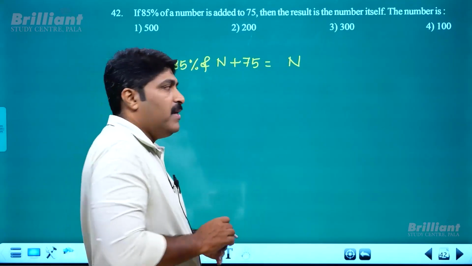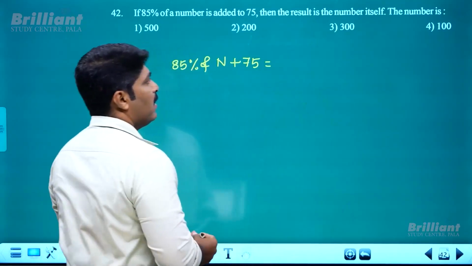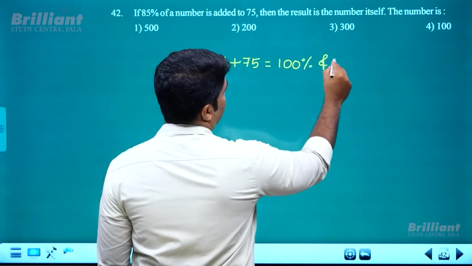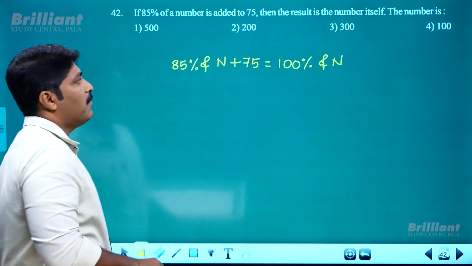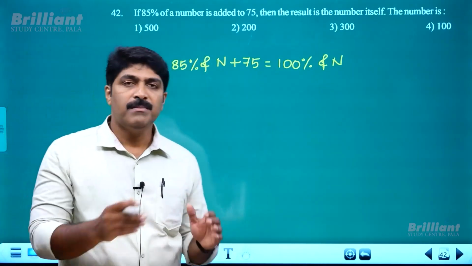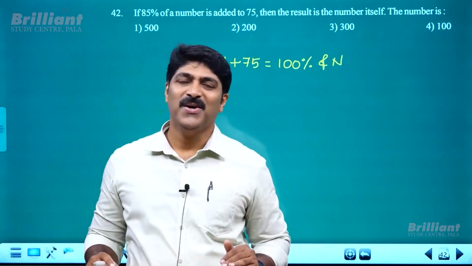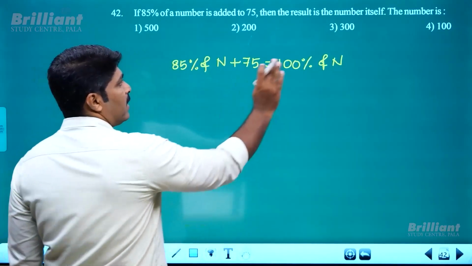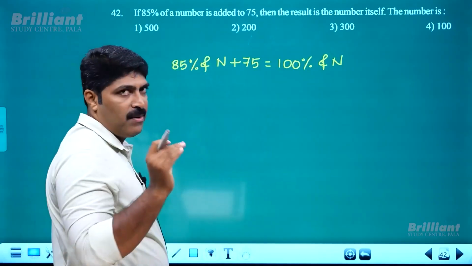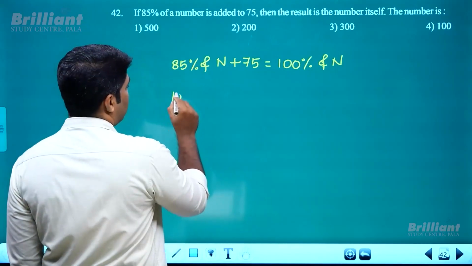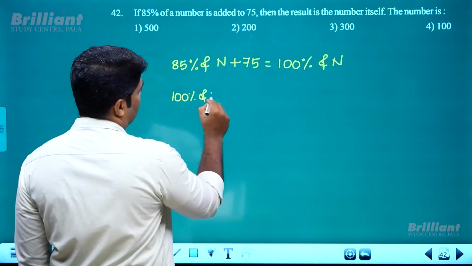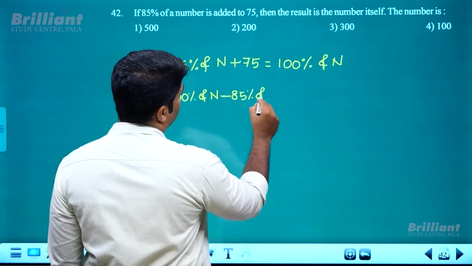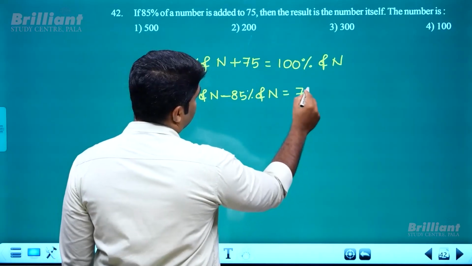This number itself, instead of writing n plainly, that number itself is nothing but 100% of n. So that's an important twist here. You have to understand that kind of a step. So 100% of n means n itself, or 1 time of n. From there, you can develop the concept. We know that 100% of n minus 85% of n will be equal to 75.